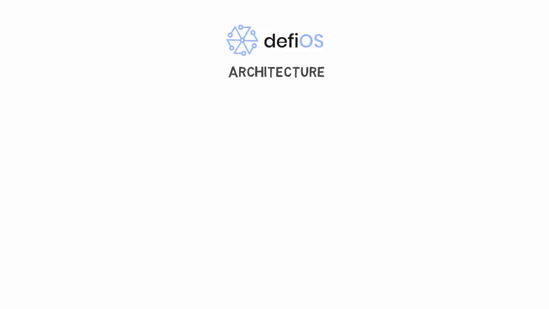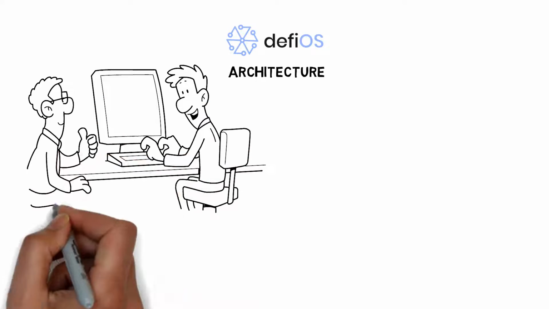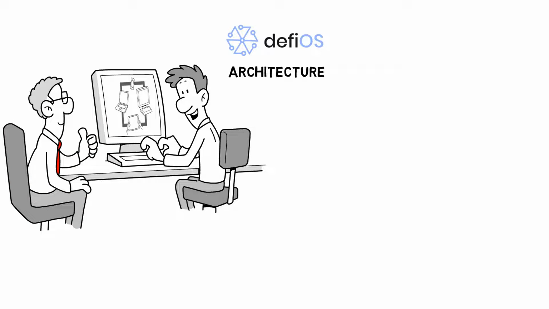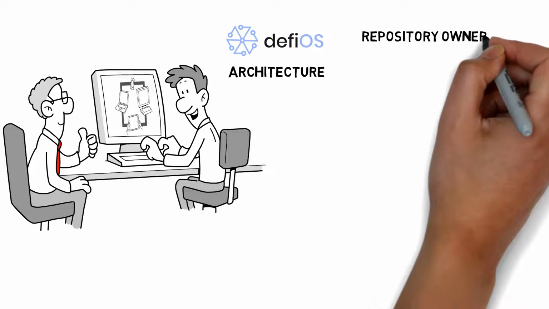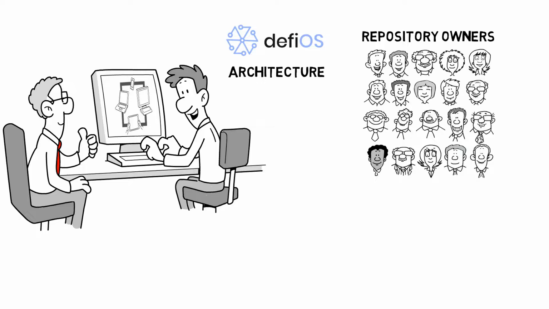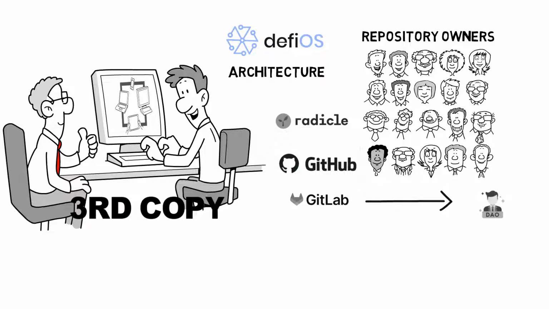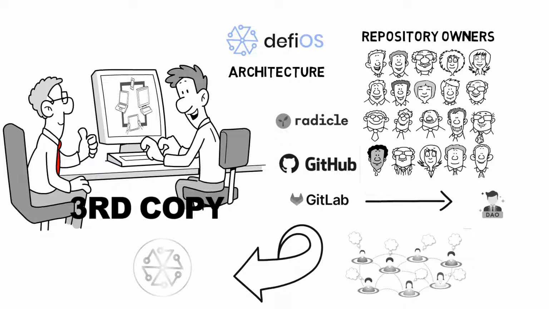DeFi OS architecture. Before we begin to understand how the protocol works, we should analyze each of the network participants. Repository owners. These are people with owner-level access to a GitHub repository and can convert them into DAOs. They may also include early contributors and key community members holding project tokens.